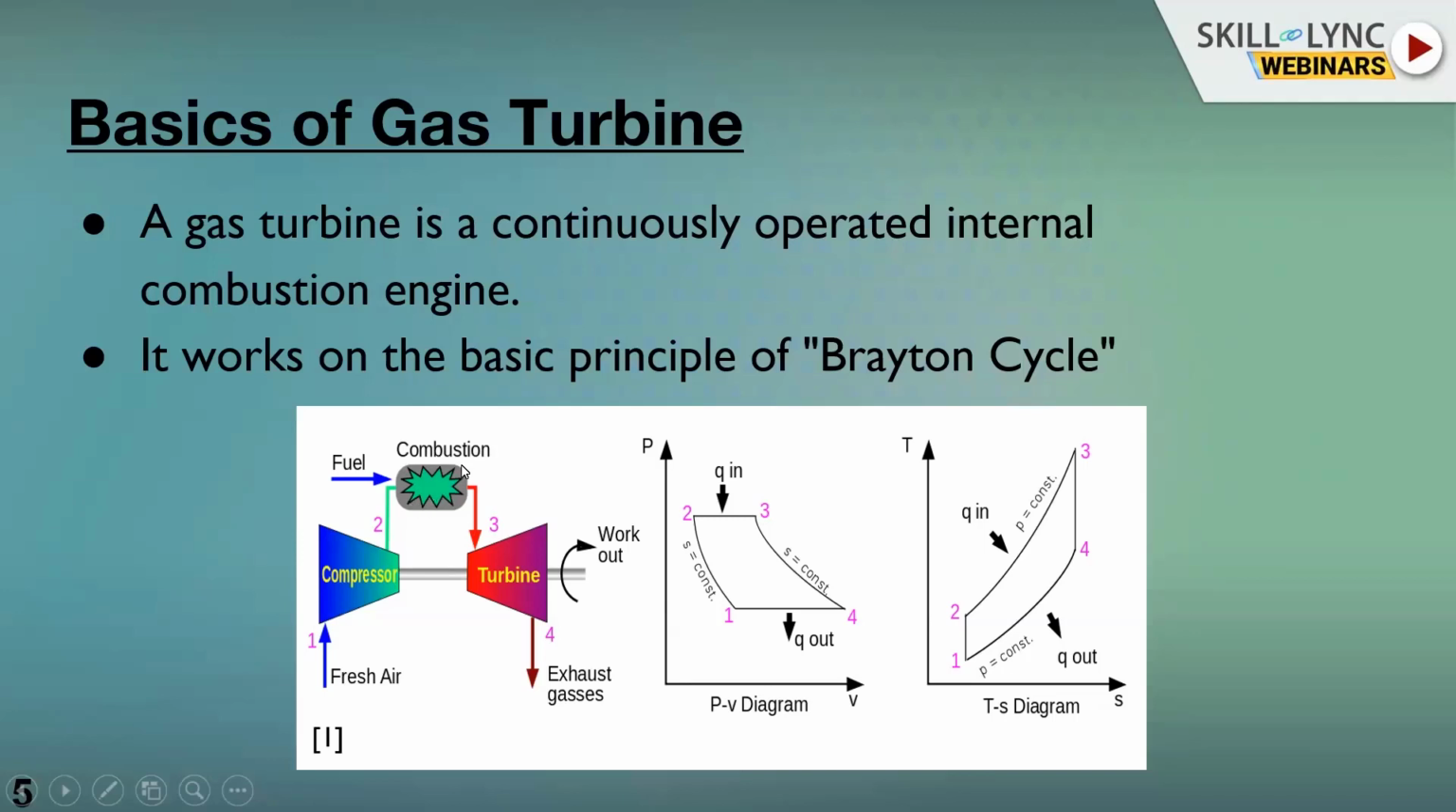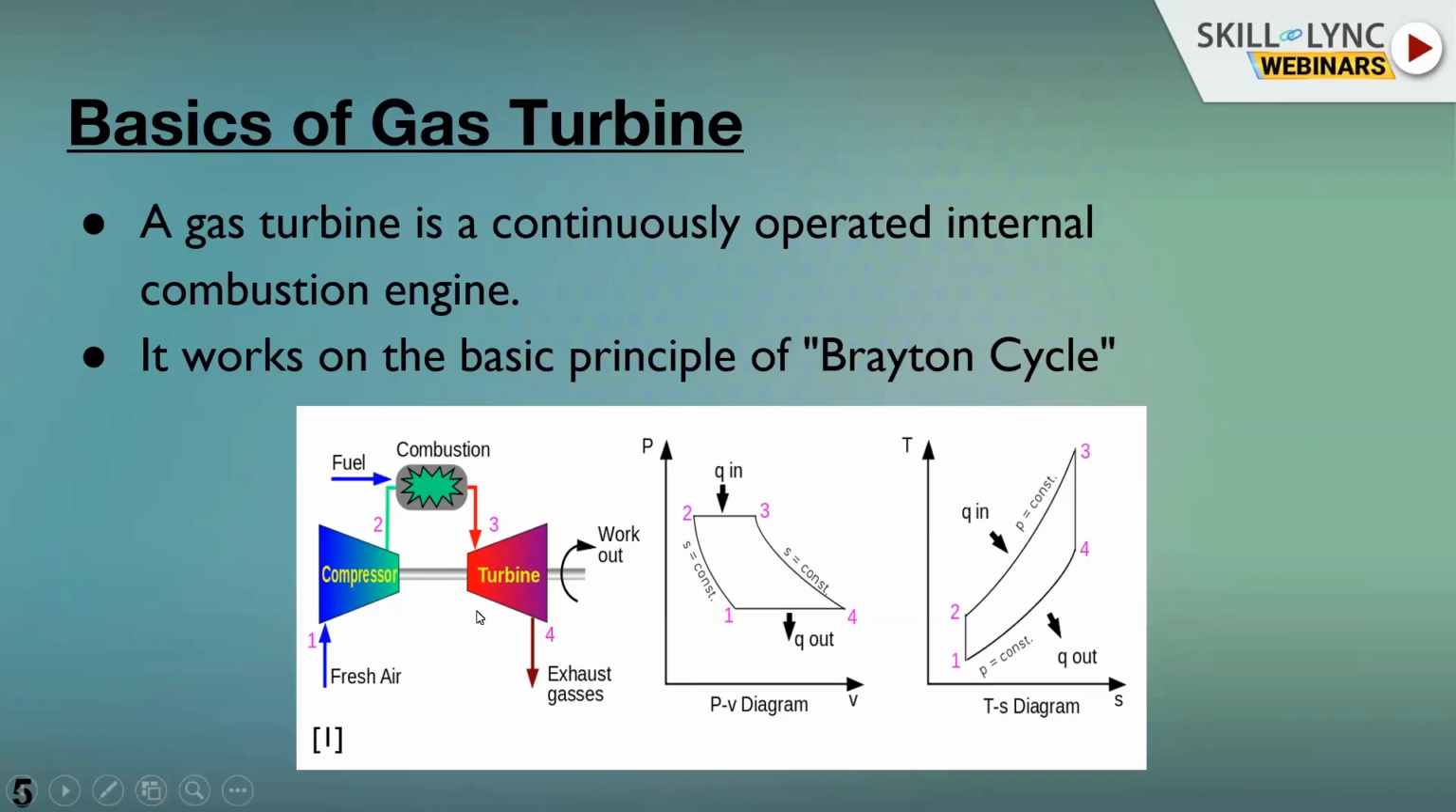Okay, and what happens in the combustion chamber? We need heat output to drive the turbine shaft, right? So the pressurized air from the compressor is sent to the combustion chamber, and externally we are injecting fuel so that the burning of fuel takes place in the combustion chamber. And from the combustion chamber, what is the output we are going to have? We are going to have a gaseous mixture which is at a high temperature and high pressure.